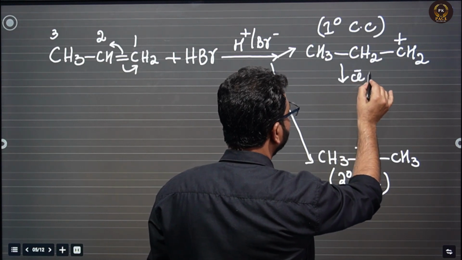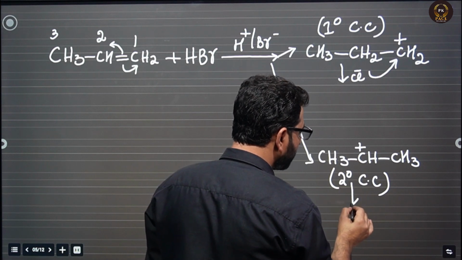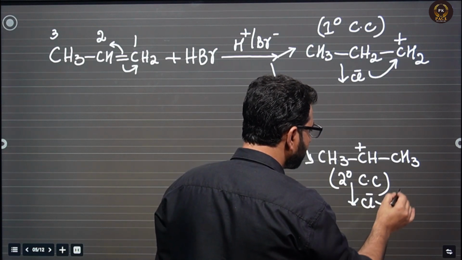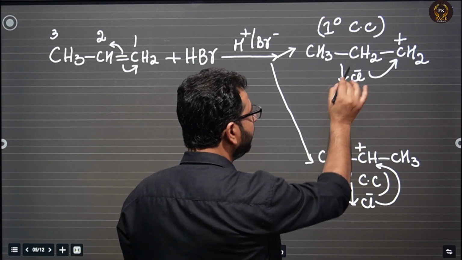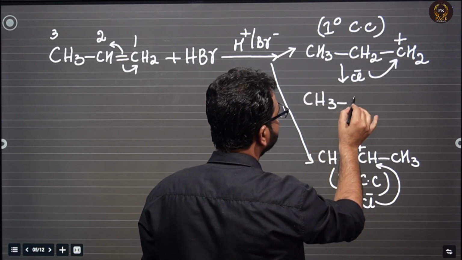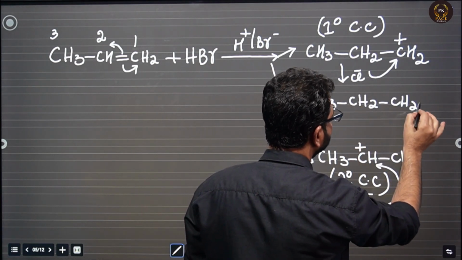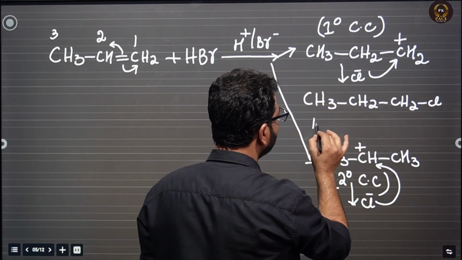Okay, now here Cl will attack on this carbon. Okay, and here the Cl negative will attack on this carbon. When Cl will attack on this carbon, it will get CH3 CH2 CH2 Cl. This is 1-chloropropane.